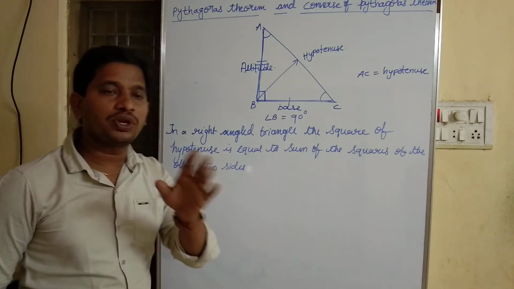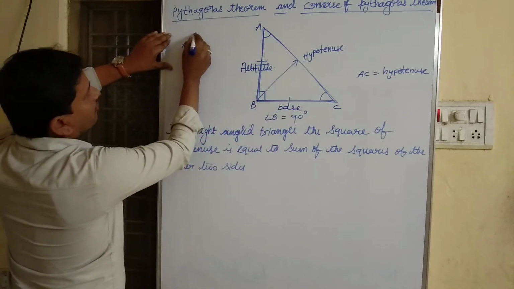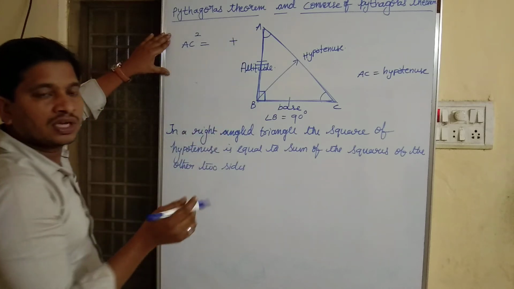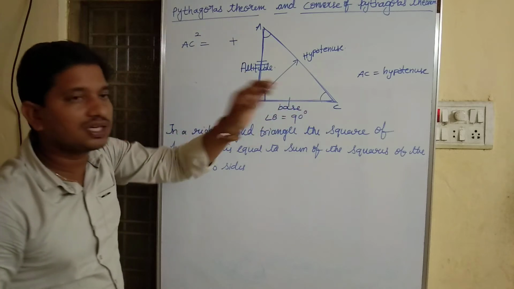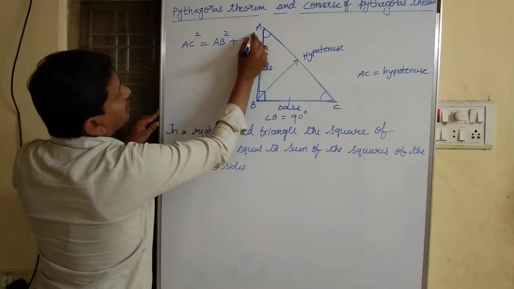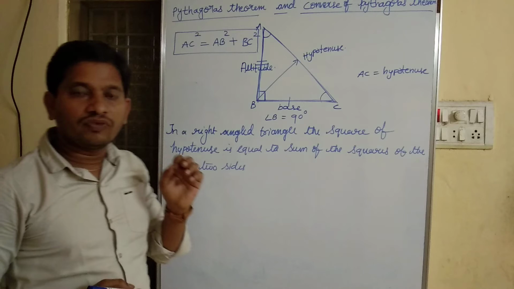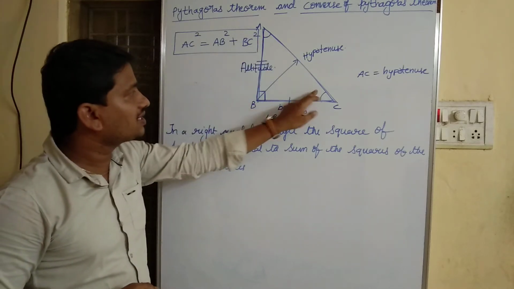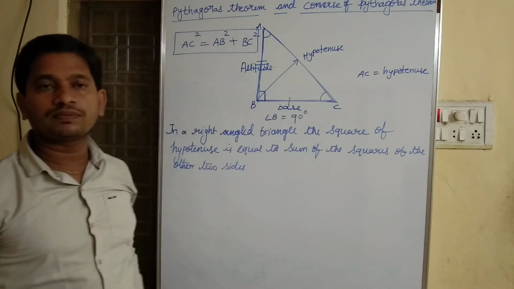Children, here what is hypotenuse? If you observe here, AC is called hypotenuse. I mean square of hypotenuse means AC square is equal to the sum of the squares of the other two sides. Here the other two sides are AB and BC. I mean AB square plus BC square. This is our Pythagoras theorem. We can also call it Budhayan theorem. Remember children, AC square is equal to AB square plus BC square.